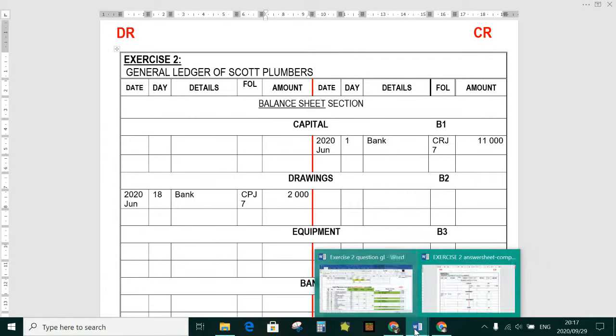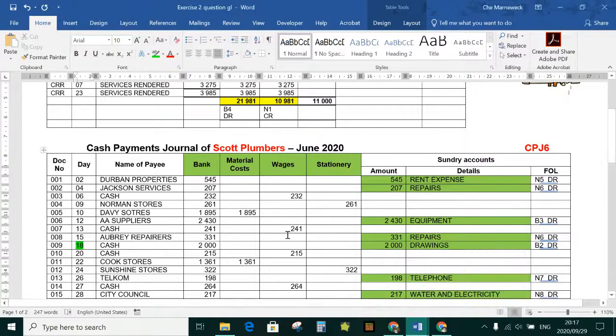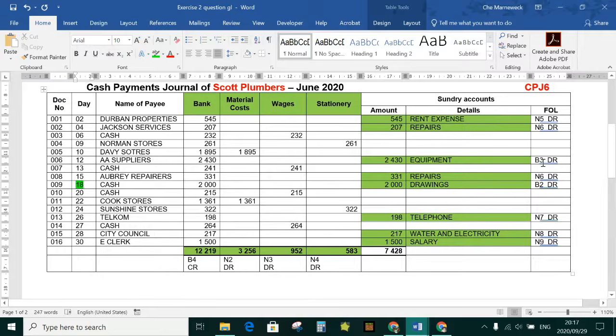Then go back to our journal and we have a look. What is going to be B3? That is equipment. Because equipment is under sundry, it's not a column. We take the information on the specific day. And that would be day 12. So on day 12, 2,430 Rand was spent on equipment, and we are going to record that on the debit side.